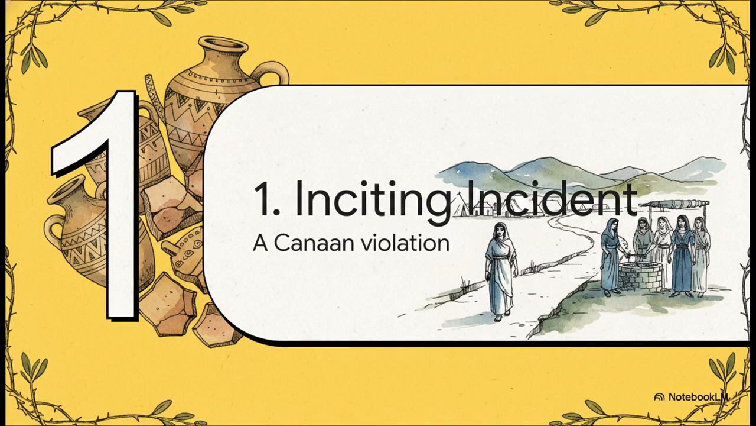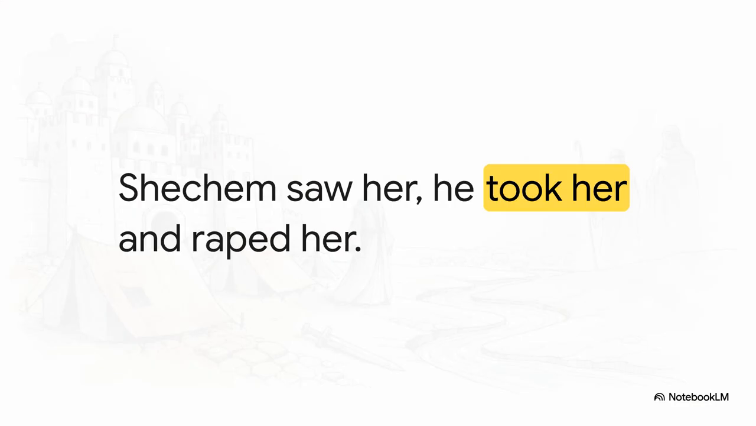Section 1. The inciting incident, a violation in the land of Canaan. So every dramatic historical event has that one spark, right? That powder keg moment. And our narrative kicks off right here, when Dinah, the daughter Leah had borne to Jacob, goes out to visit the women of the land.